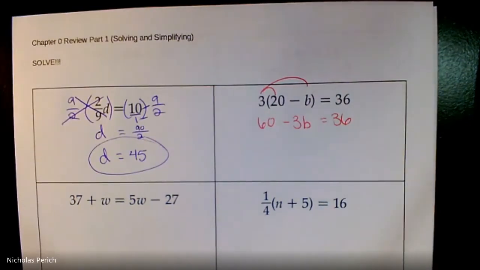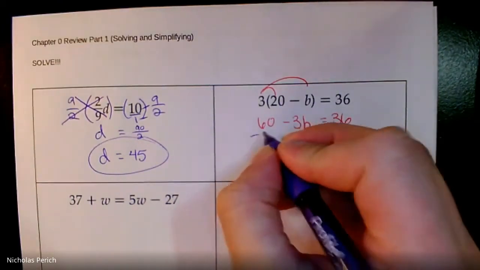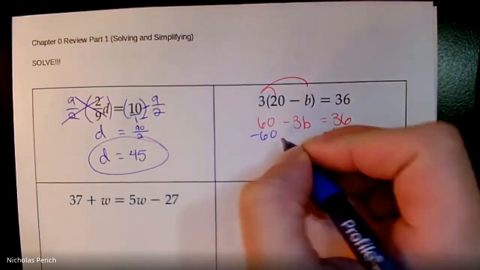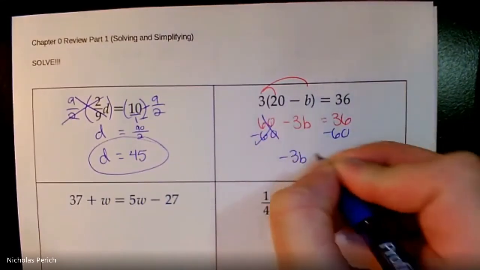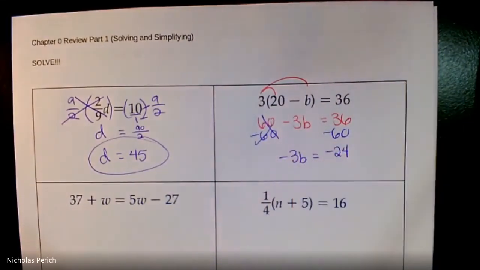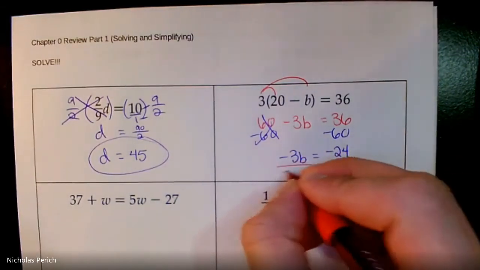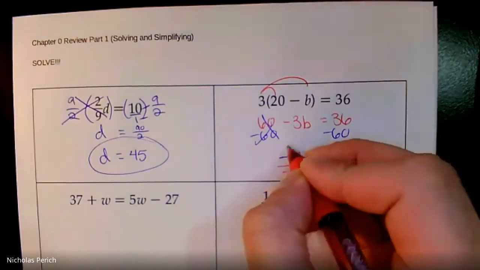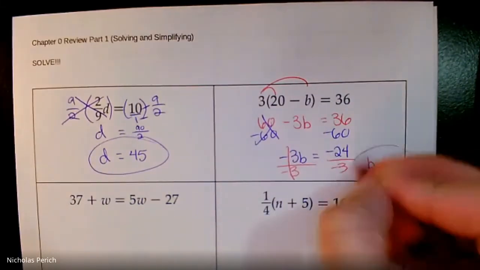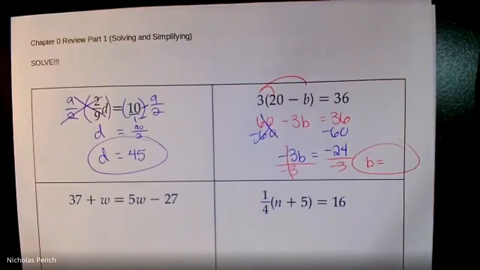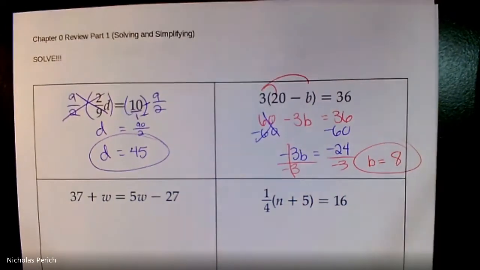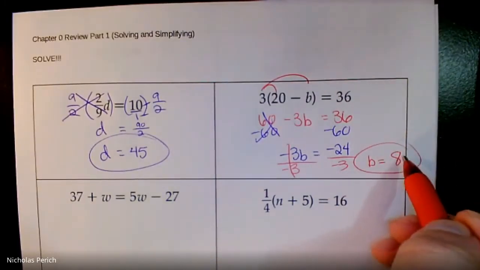No, of course not. Otherwise, we wouldn't be doing this. We know what to do. I'm going to subtract 60 from both sides. Negative 3b equals, what is that? Negative 24. Divide both sides by negative 3. And someone unmute thyself and tell me what you get. 8. 8 is great. You could write it this way, and you can write it that way.